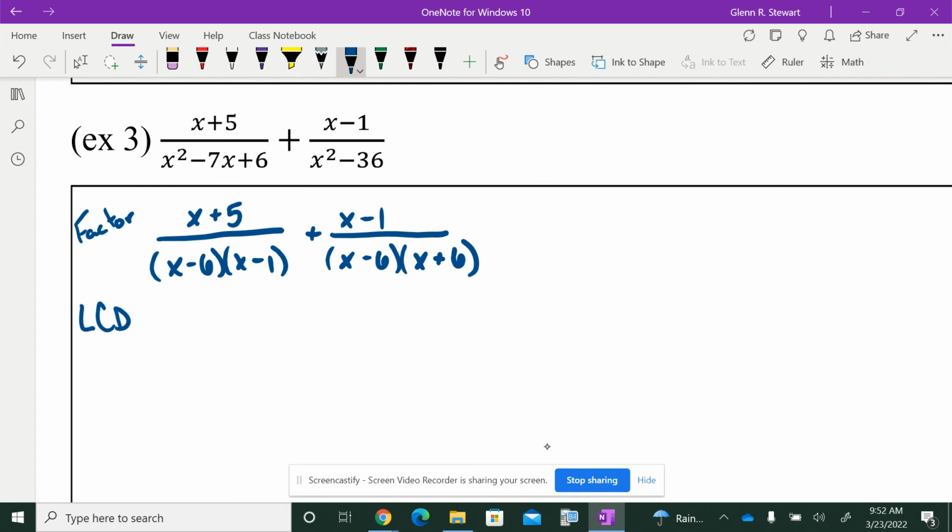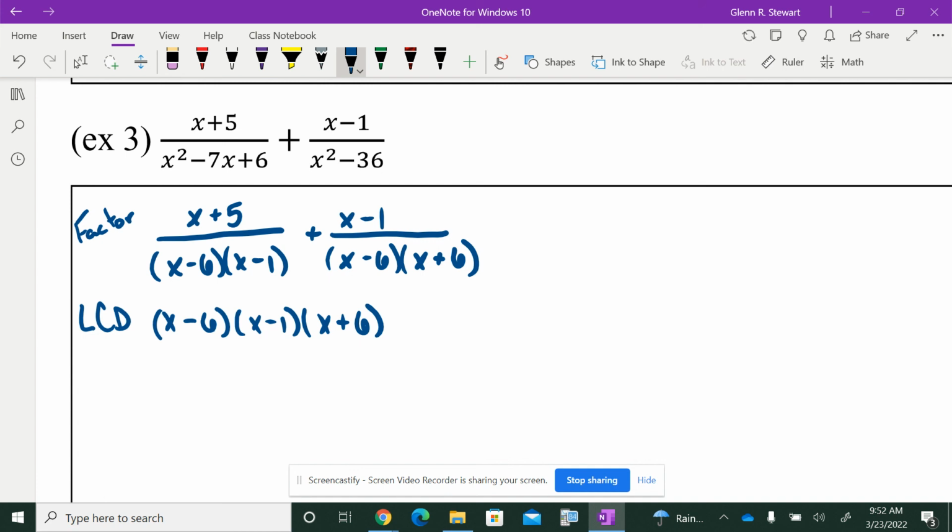Least common denominator. Does anyone know what that would be? The x minus 6, x plus 6. X minus 6, x minus 1, and then x plus 6. Or any combination of those. You'd want all 3 of them in there.